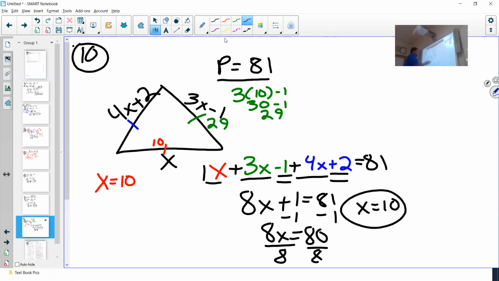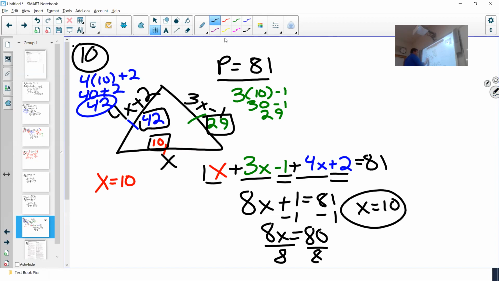Exactly. And then we're going to plug it into the blue one over here, which is 4x plus 2. So the x becomes a 10. We're plugging in 10 for x. 4 times 10 is 40, plus 2, 42. So this side is 42. So my three sides are 10, 29, and 42. And if you add those numbers together, you would get 81, which was my perimeter from the beginning.